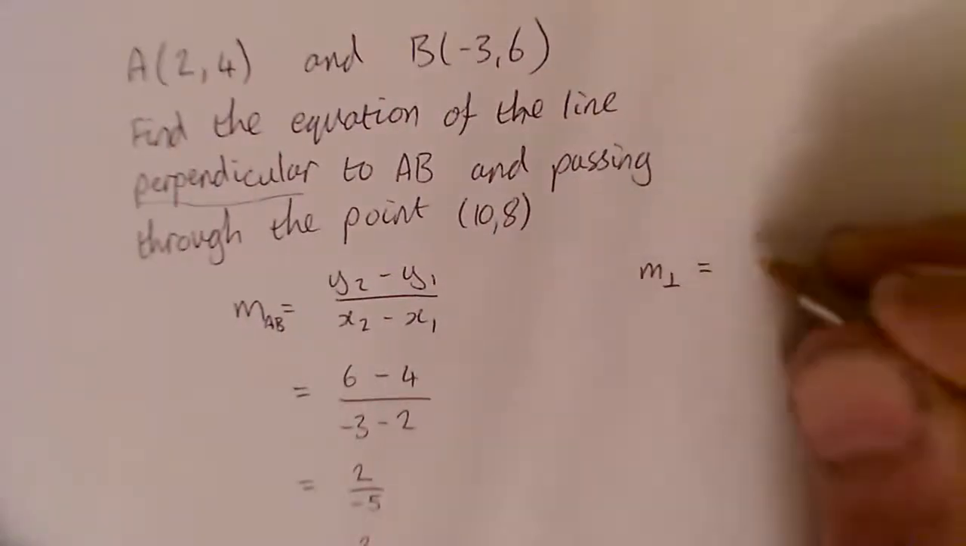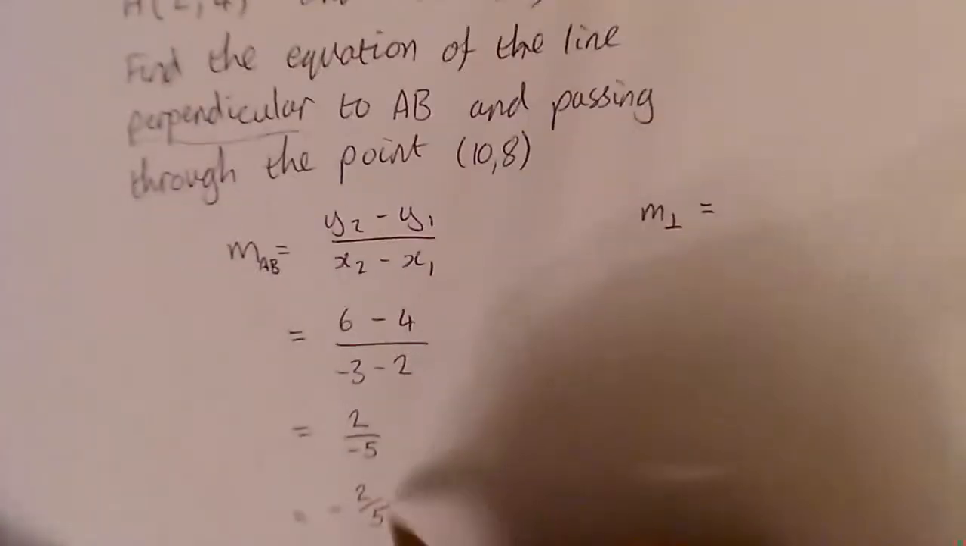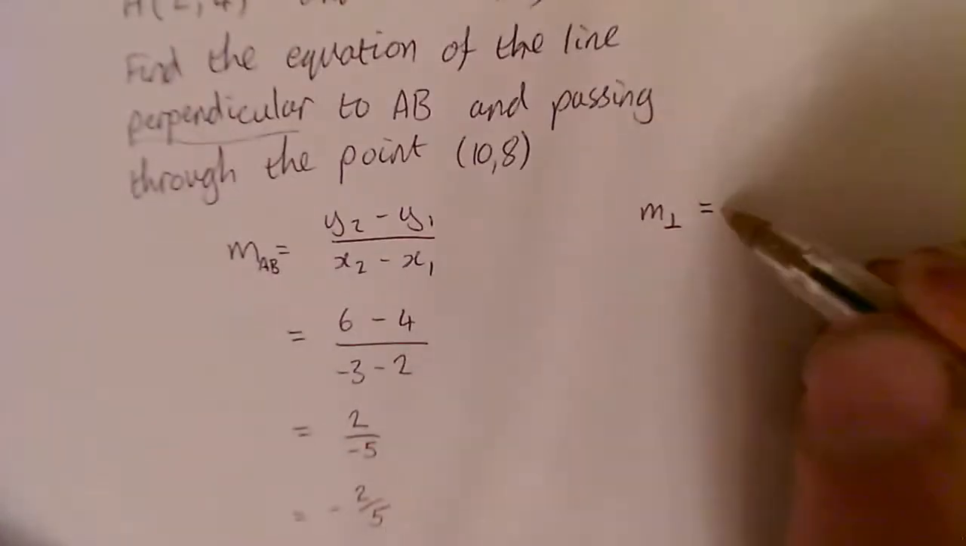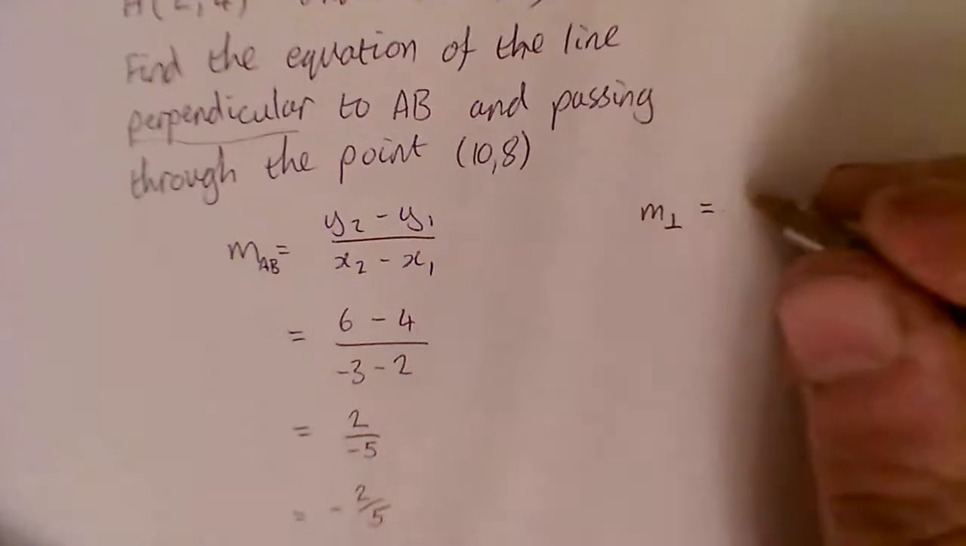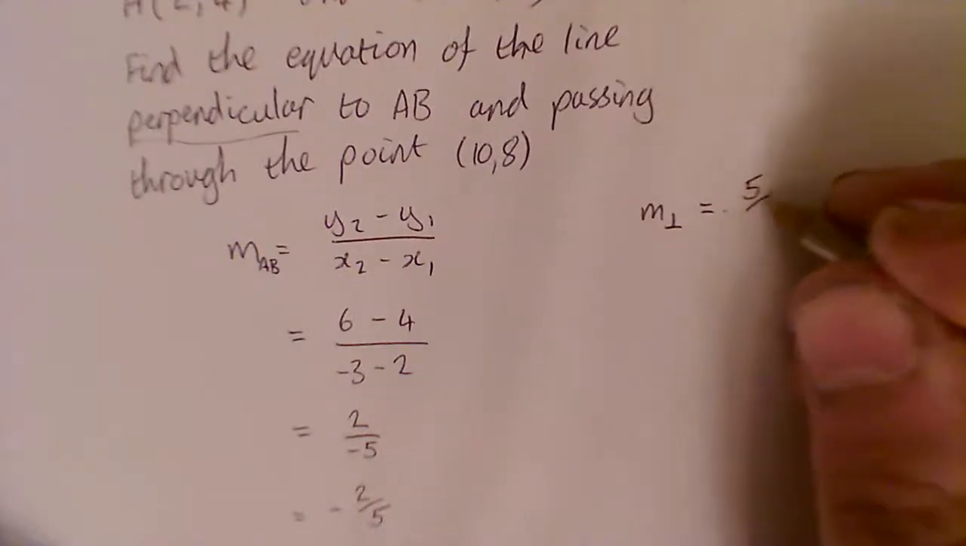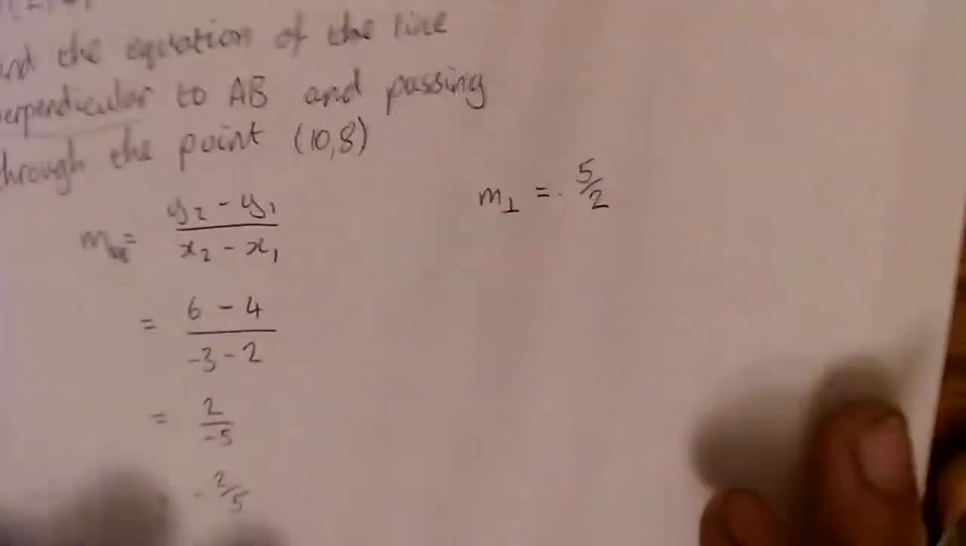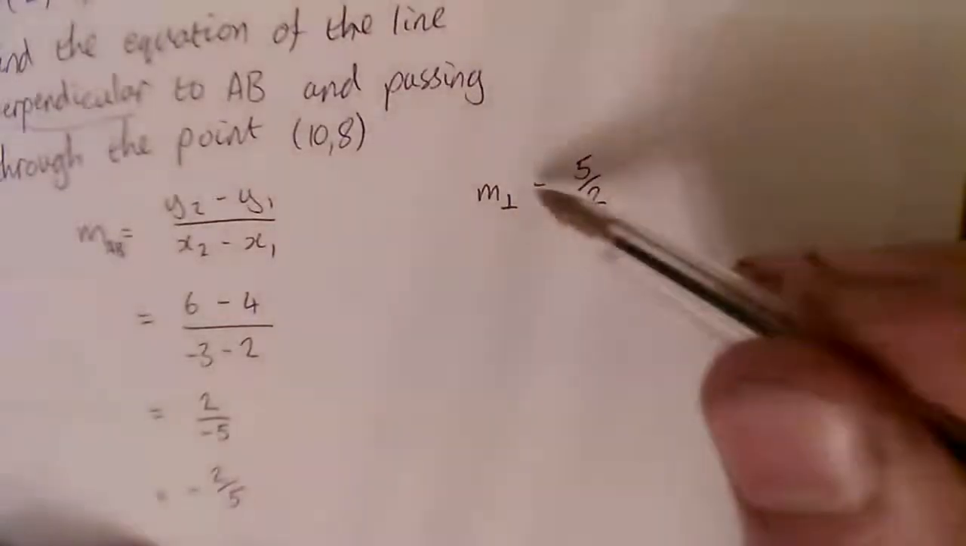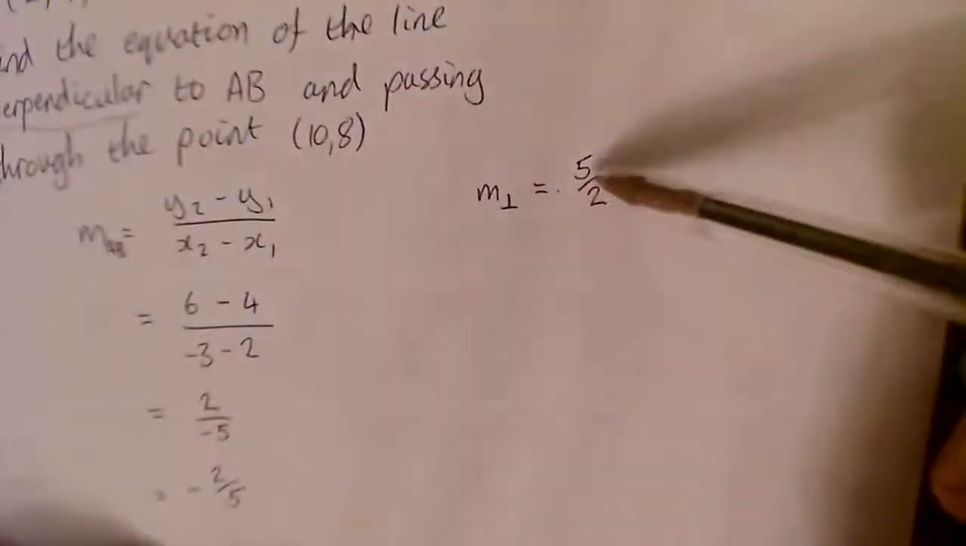Now the key difference here is we're looking for the perpendicular gradient. This is minus, so our perpendicular gradient will be positive. This is 2 over 5, the reciprocal. We'll flip it upside down. So our perpendicular gradient, our gradient of this perpendicular line, is 5 over 2.